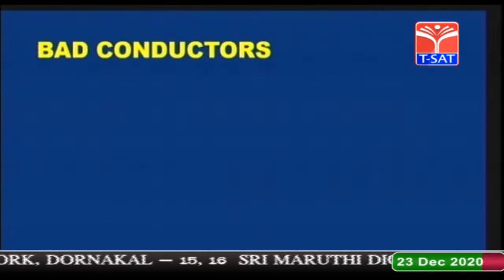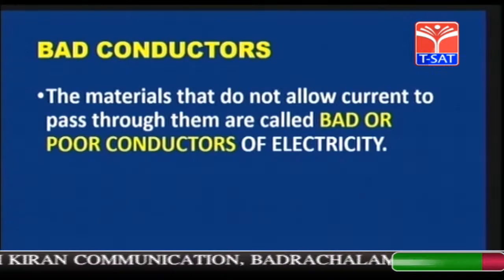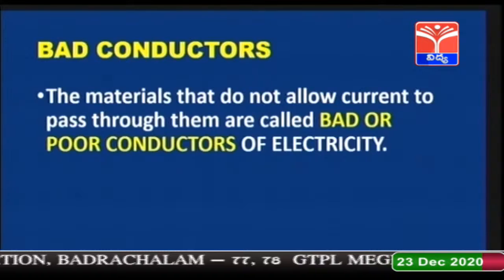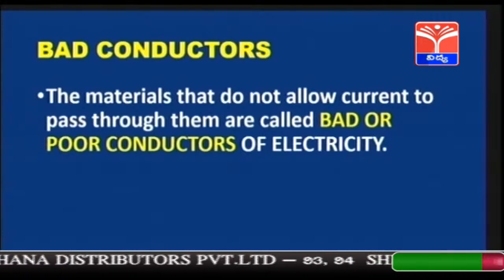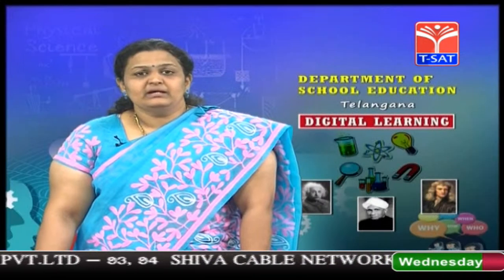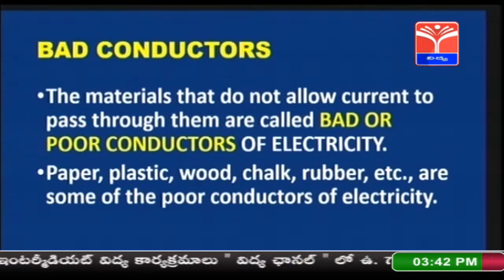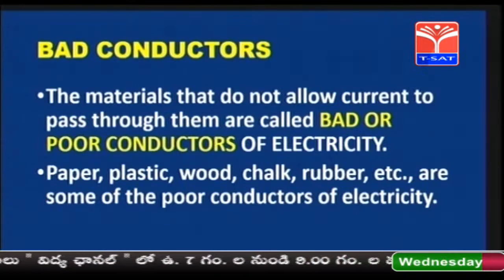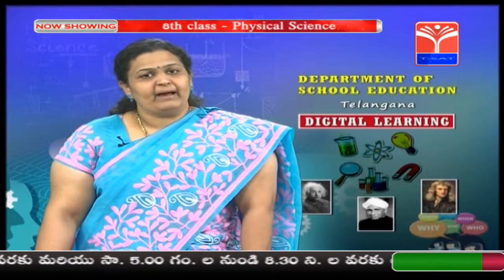Okay, children? Now, what are bad conductors? So, let us define what are bad conductors. The materials that do not allow current to pass through them are called bad or poor conductors of electricity. So, children, materials like plastic, rubber, wood, paper, they cannot allow current to pass through them. So, they are called bad conductors of electricity. Paper, plastic, wood, chalk, rubber, etc. are some of the poor conductors of electricity. Right, children? I hope you understood the difference between good conductors and bad conductors.